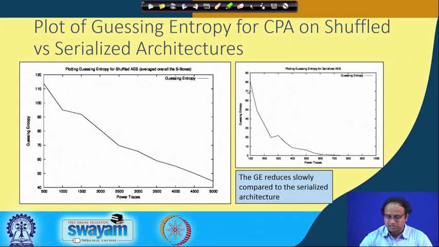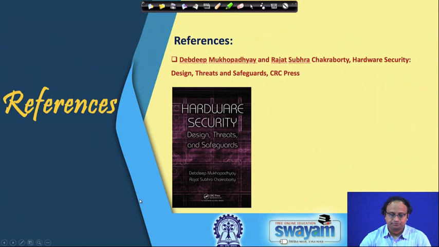So, if you remember, we showed that for the serialized AES we require around 600 to 700 power traces. Here it is more than 5000 power traces. Okay. So, you can see that the guessing entropy reduces, albeit much slower. Okay. And therefore, this shows that it is, I would say, a better protection, or a better design compared to the serialized architecture with respect to power attacks. Okay. Again, just to conclude, this is the usual reference that I have been following.